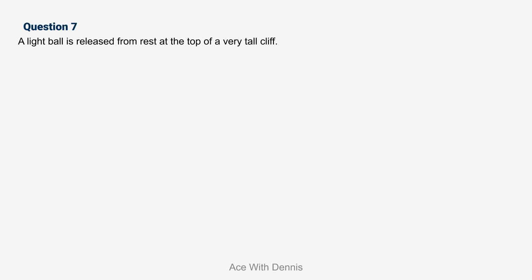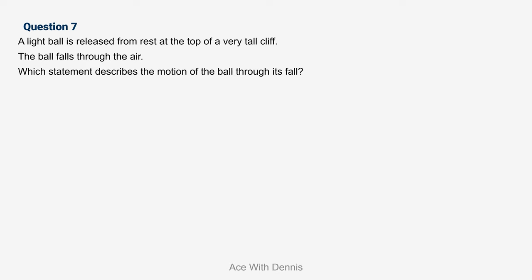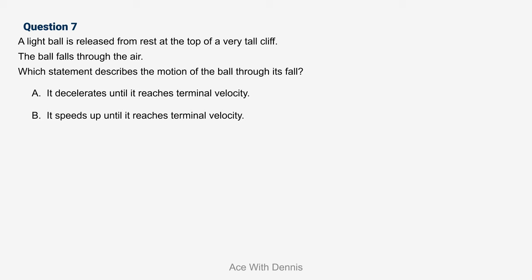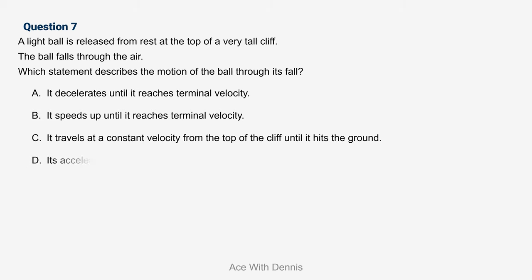Question 7. A light ball is released from rest at the top of a very tall cliff. The ball falls through the air. Which statement describes the motion of the ball through its fall? A. It decelerates until it reaches terminal velocity. B. It speeds up until it reaches terminal velocity. C. It travels at a constant velocity from the top of the cliff until it hits the ground. Or D. Its acceleration is always equal to the acceleration of free fall. The answer is B. It speeds up until it reaches terminal velocity.